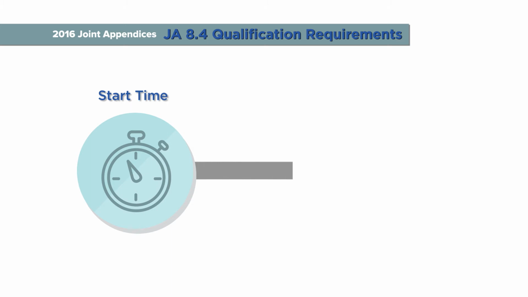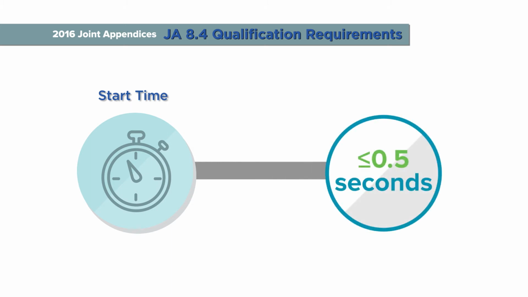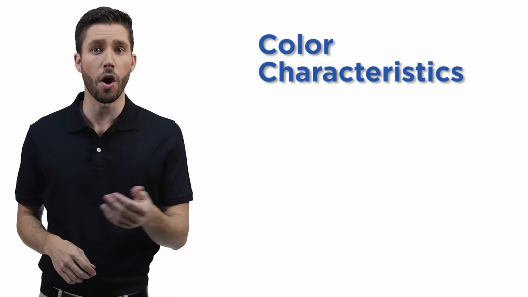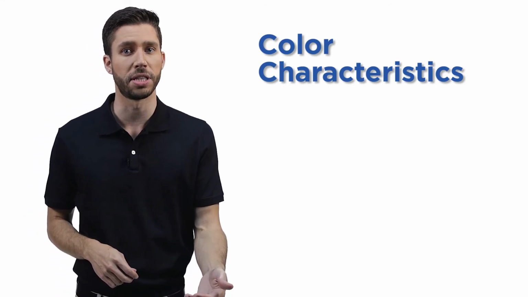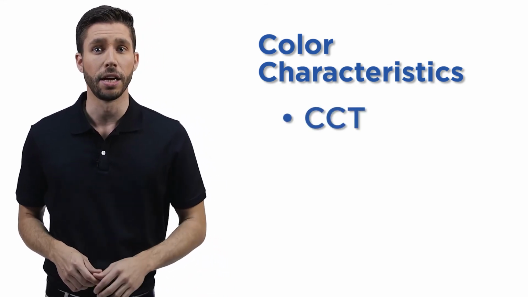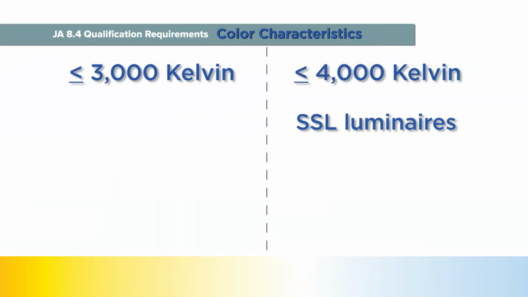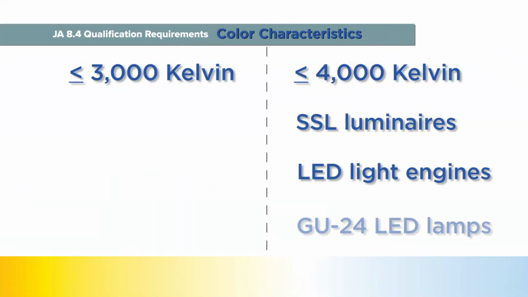Start time should be no greater than 0.5 seconds to prevent delays between applying power and the start of the illumination. For a lamp to qualify under JA8, it must also adhere to certain color characteristics with regard to CCT, CRI, and R9. For inseparable SSL luminaires, LED light engines, and GU24 LED lamps, the CCT value should be less than or equal to 4000 Kelvin.